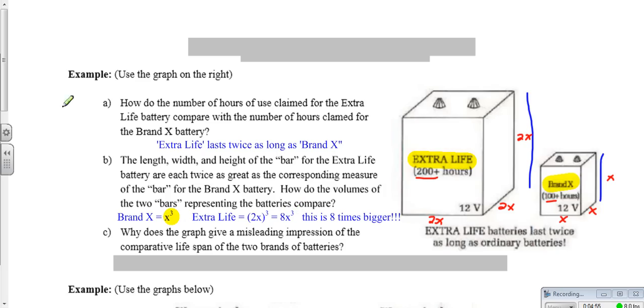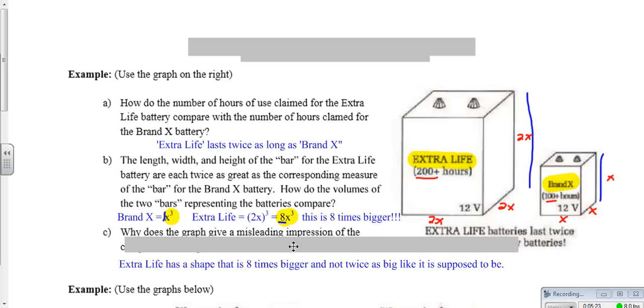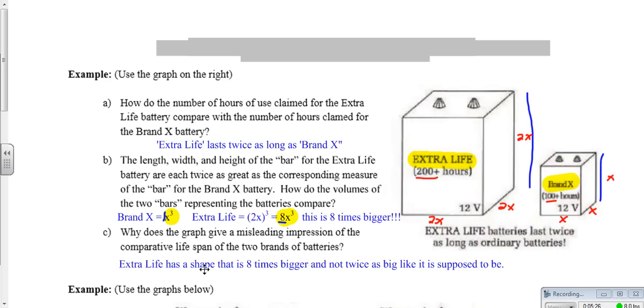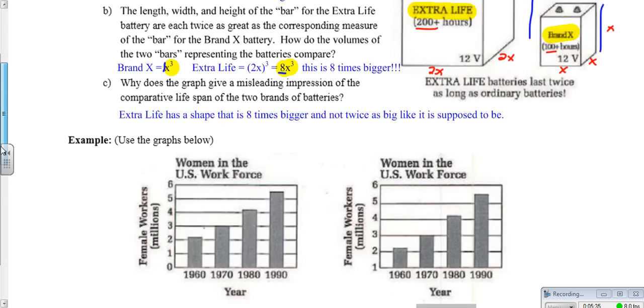So in comparison between these two volumes, if this is 1X cubed, this is 8X cubed, it's 8 times bigger. So they really got bang for their buck here when they used volume to compare the two graphs. So why does the graph give a misleading impression of the comparative lifespan of the two batteries? Because Extra Life has a shape that is 8 times bigger and not actually twice as big like it's supposed to be. So they took advantage and misled you with that graph.